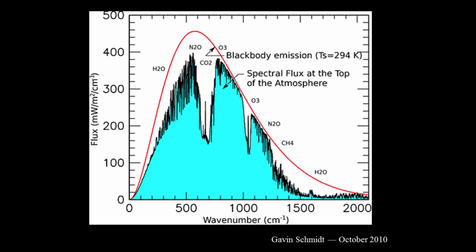Except for the ozone, which has an absorption band at about 1,040 inverse centimeters, the atmosphere is relatively transparent from 800 to 1,200 inverse centimeters. This region is referred to as the atmospheric window.